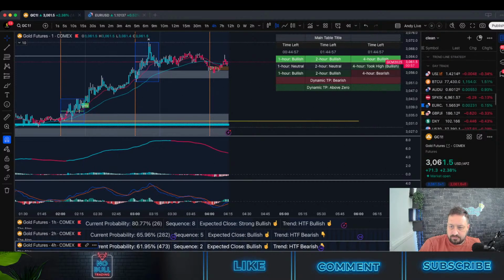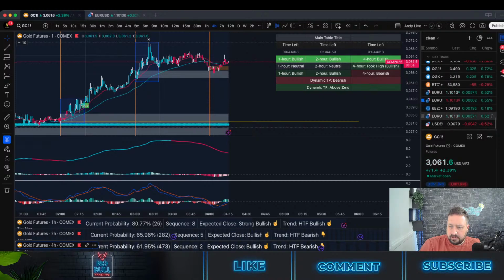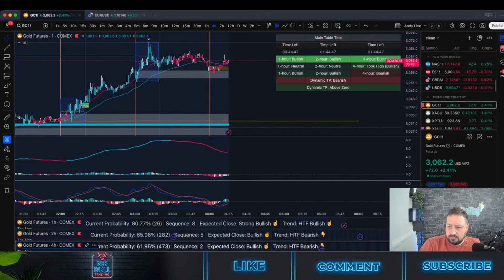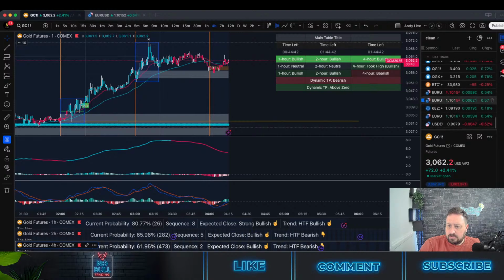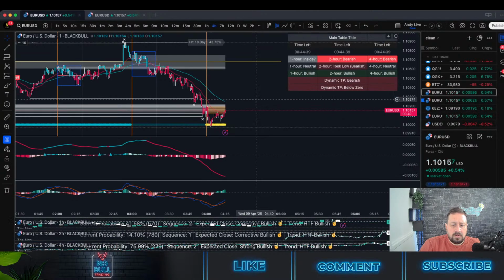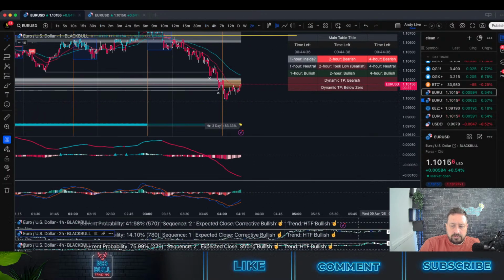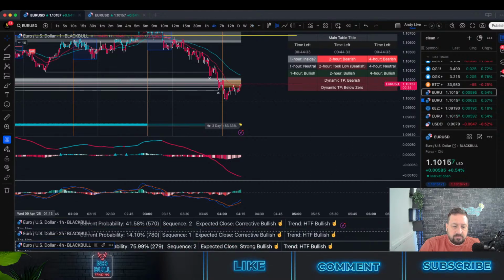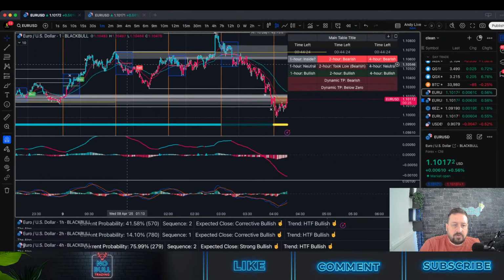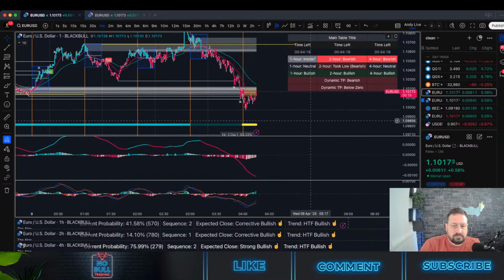If we go on euro, where's my set of euros? There we go. We haven't got a huge probability on the hour, but the 1 hour and the 2 hour, 2 hour especially, is more bearish. This is the 4 hour. 4 hour's not changed yet. Looks like we'll get stopped.